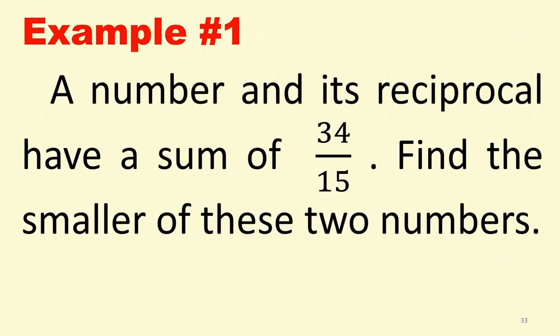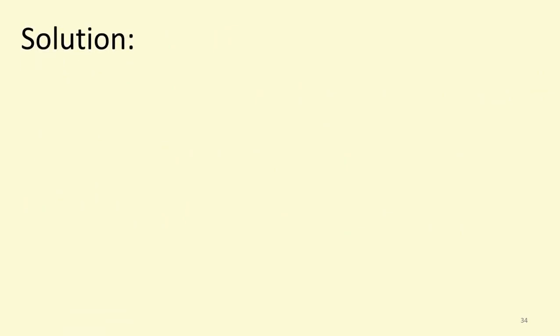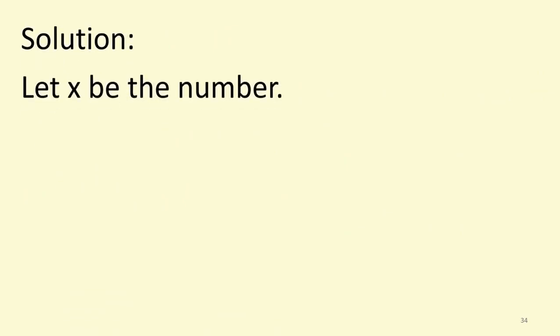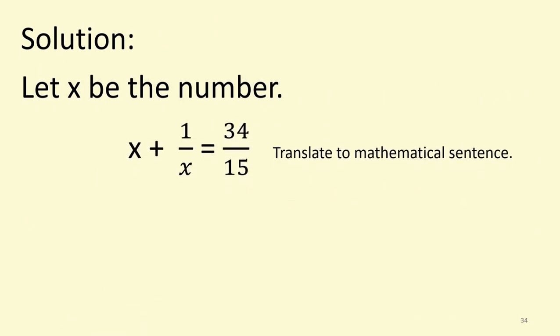Example number 1. A number and its reciprocal have a sum of 34 over 15. Find the smaller of these two numbers. To answer the given question, let x be the number. We have x + 1 over x. When you add the two, a number and its reciprocal, the sum is 34 over 15. When you translate to a mathematical equation, it becomes x + 1/x = 34/15.